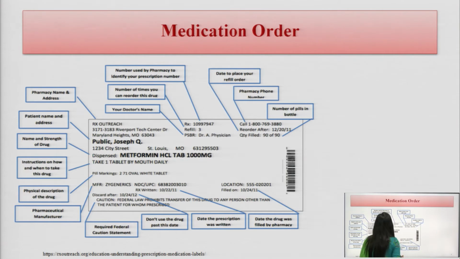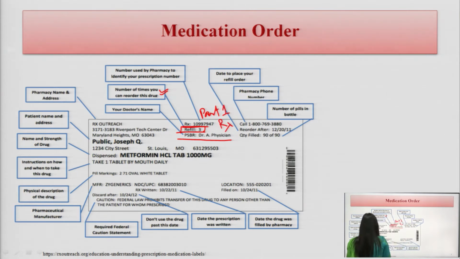Now this is the format of the medication order. We can see this is one of the medication orders, and here is written the Rx number, used by the pharmacy to identify the prescription number. There is a refill. Refill means the number of times a patient can reorder the drug. So the refill is written, the doctor's name is written. This is all part number 1, Rx.